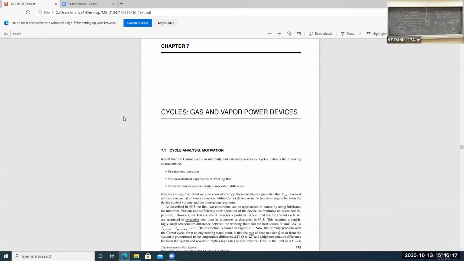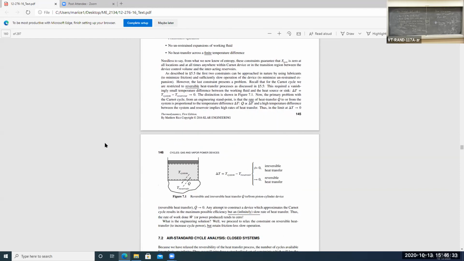You go to chapter 7 on gas. We'll talk about vapor power cycles. We're going to deal with ideal gas. Oh, I forgot to put it on the list here, but ideal gas behavior, I'll put that up in just a moment. We're going to assume ideal gas behavior for all of our analysis as well.